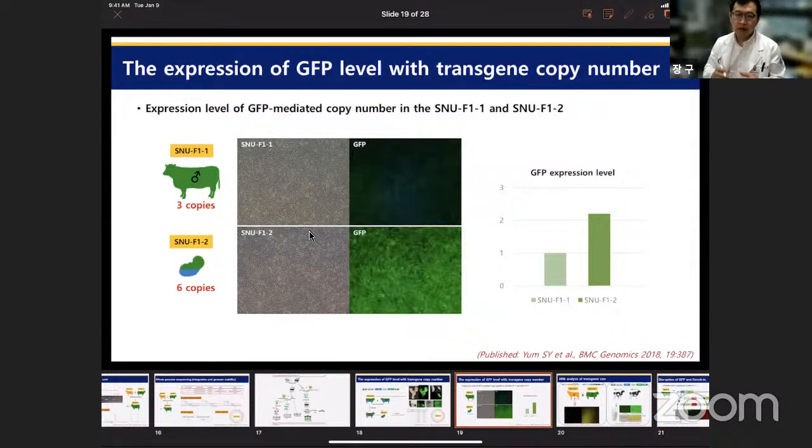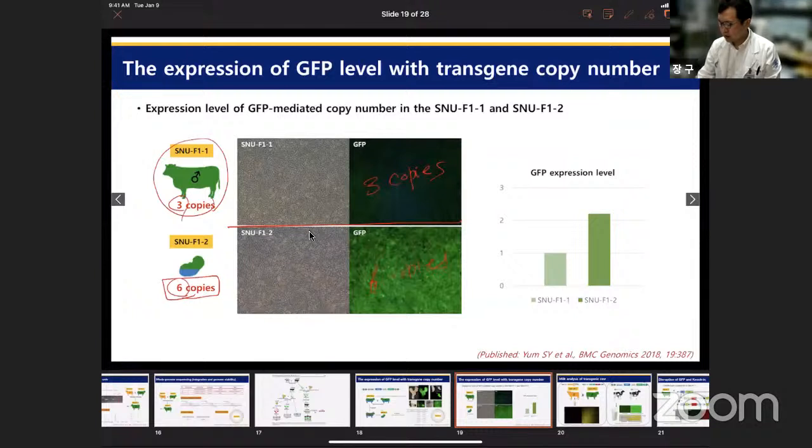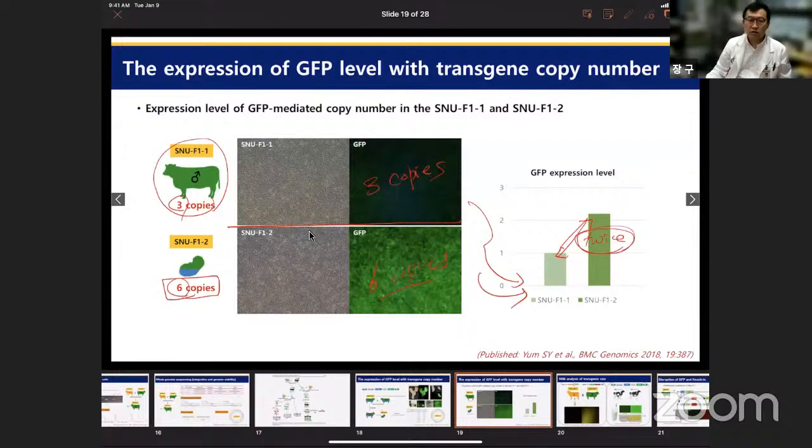And then we compared the integration numbers. Take a look at this one, the 3 copy and 6 copy. And then we compared the expression level. This one is the 3 copy. This is the 6 copy. Calculating the expression level, the difference is almost twice. So we concluded, though this is a limited study in my system, that gene expression correlates with the integration number of the transgene. So in the future, when you want to understand some gene, you have to consider the integration of the transgene in advance.